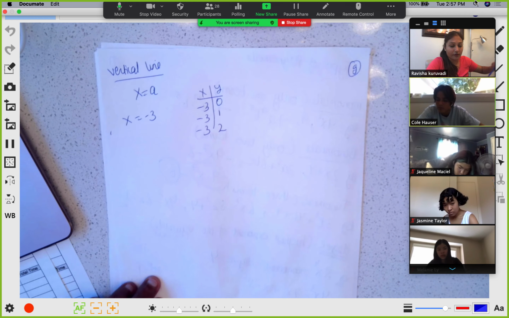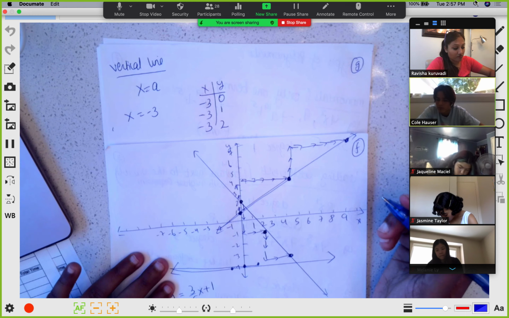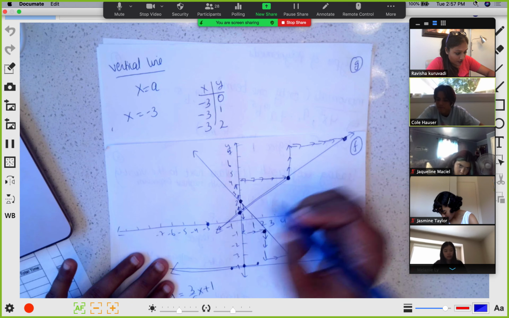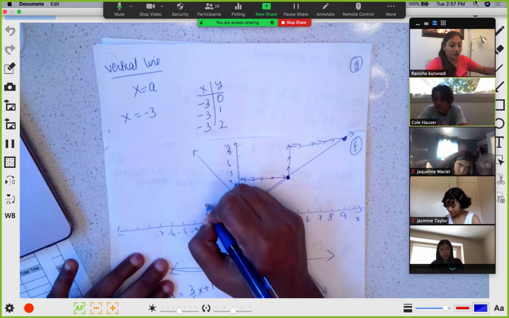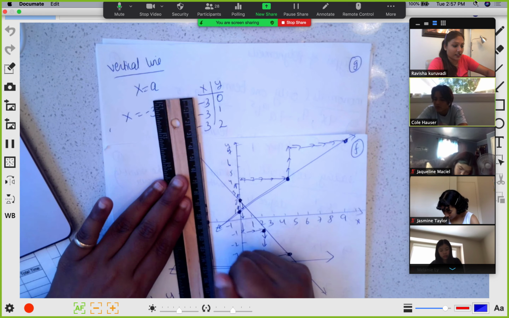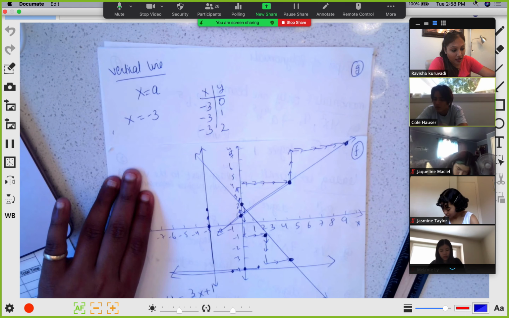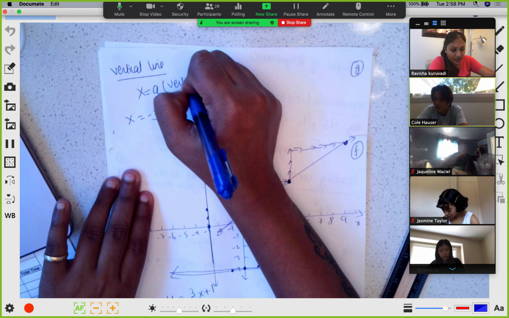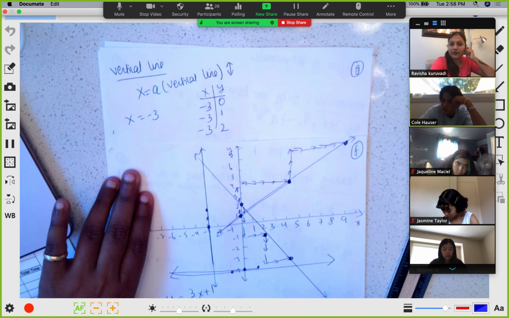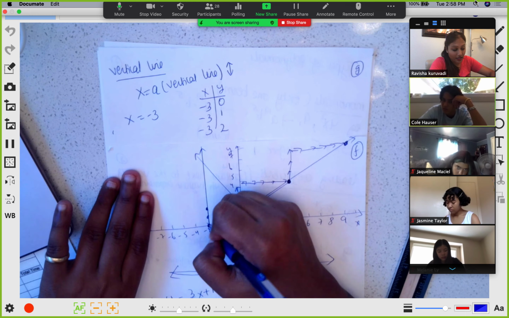If I try to graph this, the point is negative 3, 0, which is here. Negative 3, 1 is here. Negative 3, 2 is here. Note what I will get is a vertical line like this. This is known as a vertical line. It looks like this, passing through the point x is equal to negative 3.